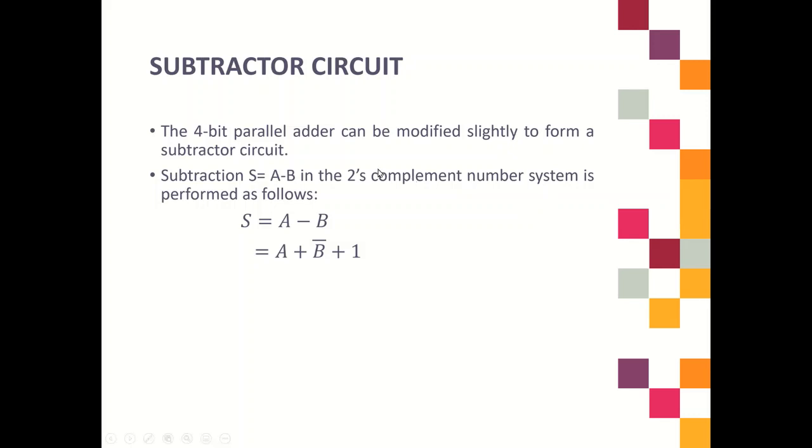Today we continue on the next topic, which is the subtractor circuit. Previously we have learned how to use a 4-bit parallel adder to perform additions. The 4-bit parallel adder can actually be modified to form a subtractor circuit. The process of subtraction, for example S equal to A minus B, by using two's complement, is performed in this process. So you will get A minus B is actually equal to A plus B bar plus 1.